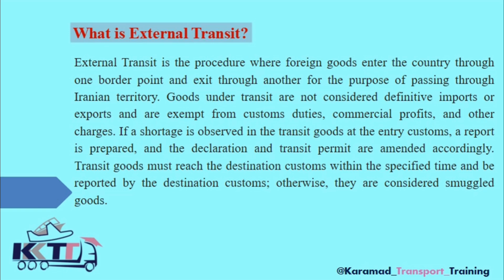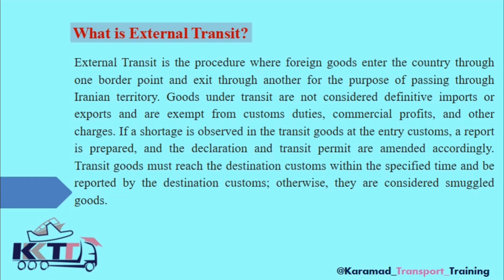As you can see in this explanation, it says that foreign goods enter Iran at one point for the purpose of passing through its territory and exit at another point. Foreign transit goods are exempt from paying customs duties, commercial profit, and business charges. At the entry customs, these goods are checked, and if any shortage is found in the declaration, a discrepancy report is prepared, the goods documents are actually corrected, and the goods are allowed to transit on the condition that the corrections are made. Transit goods must definitely be confirmed as received by the destination customs within the specified deadline.